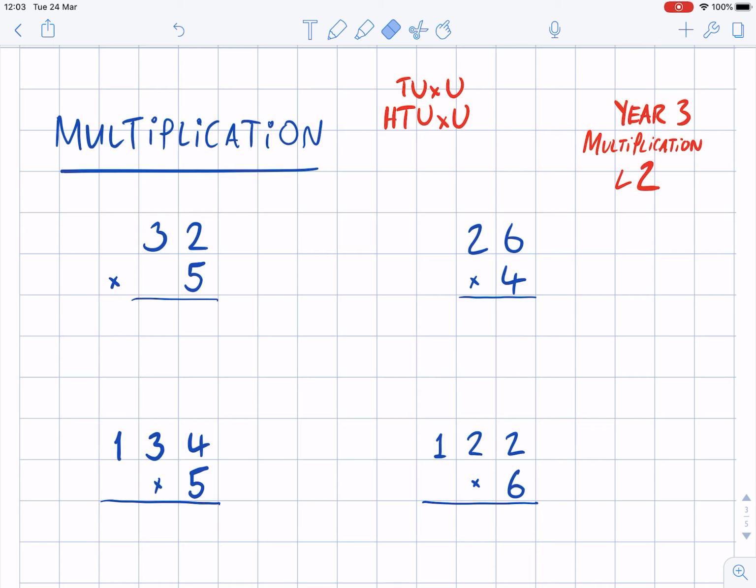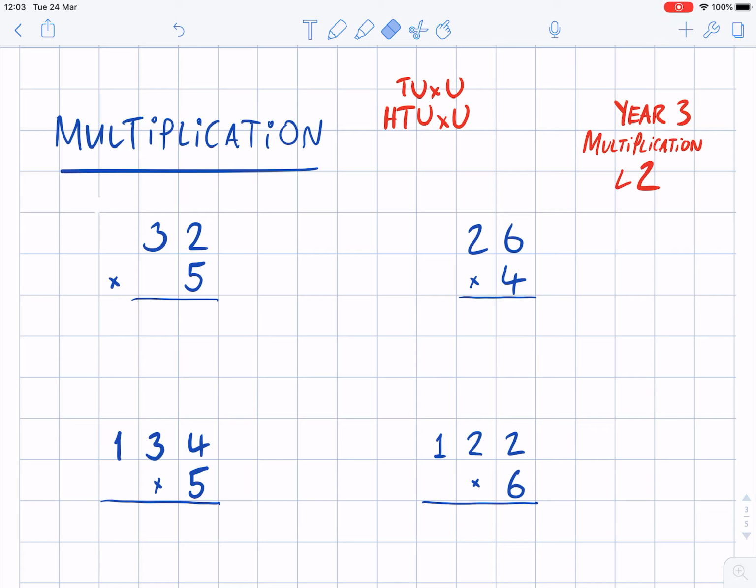So following on from yesterday's first lesson, when we looked at multiplying tens and units by a unit, so a 2-digit number by a 1-digit number, I'm going to run through two of what we did yesterday just to recap, and then we're going to go on to multiplying a 3-digit number by a 1-digit number.